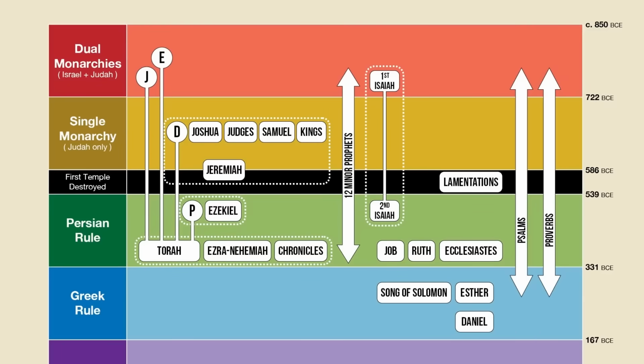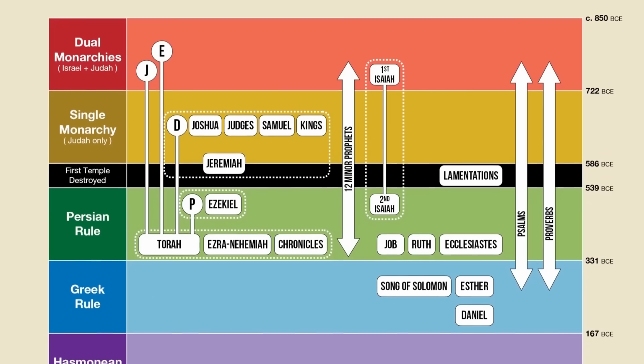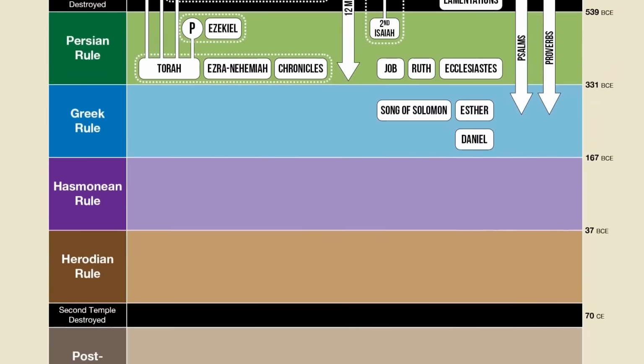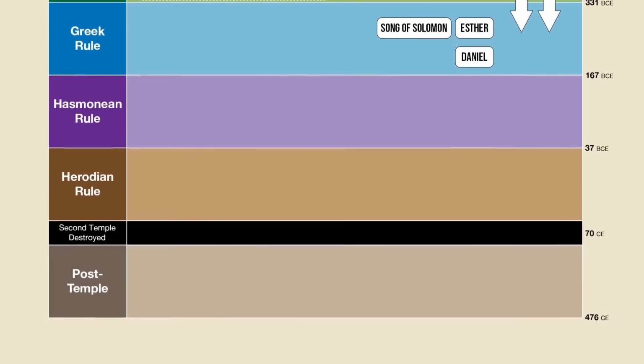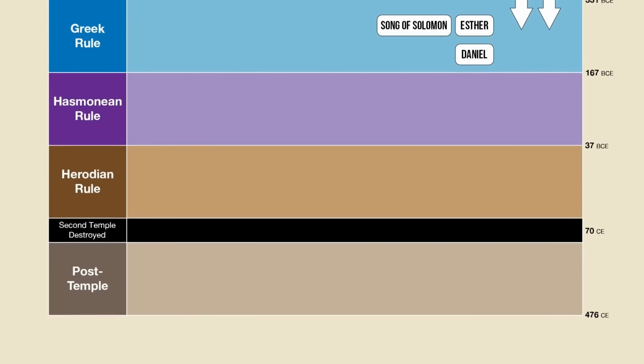What we're about to discover is that the apocryphal, or deuterocanonical books, represent a second set of writings that were written even later. So, in order to make room for their placement, we need to expand our timeline to include the next three periods in Jewish history: the Hasmonean period, the Herodian period, and the post-Temple period.